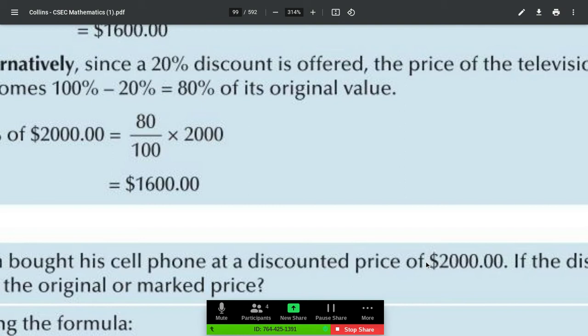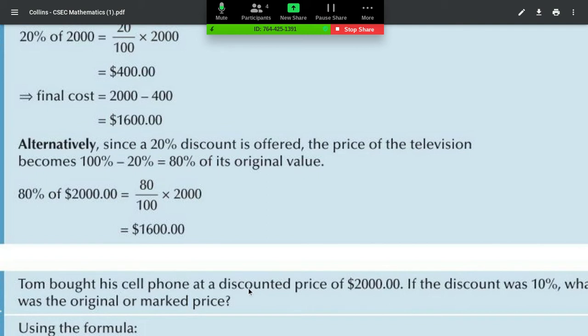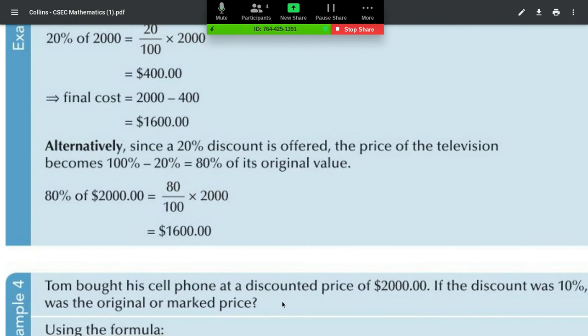Annalise. Would the original price be more or less than this price right here? I can't really see the question properly. All right, let me zoom out. So it says Tom bought his cell phone at a discounted price of $2,000. If the discount was 10%, what was the original or marked price? And I'm saying, we know that there's a relationship between discount price and marked price. Is the discount price more or less than the marked price? It's less. So that means whatever answer I get for this, it must be more than $2,000. Understand? Yes, sir. All right, good.